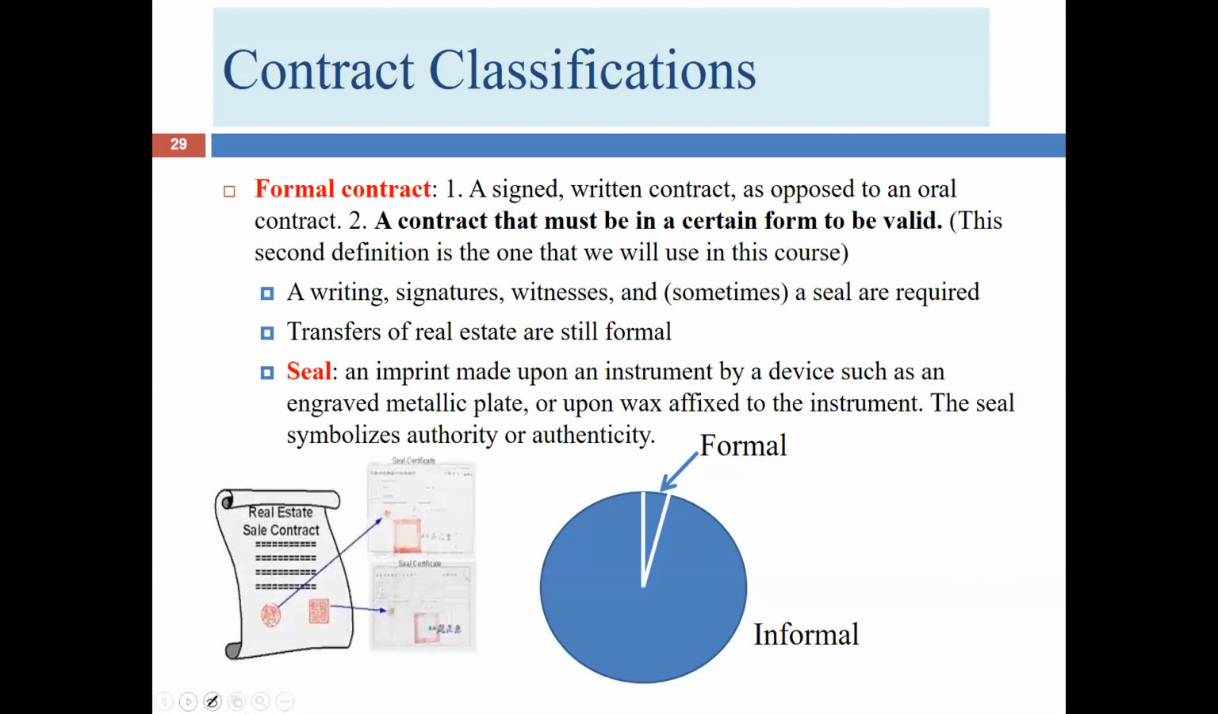But there's another meaning we have with formal, and that is that it's about the form of something. So this is the meaning that we're actually focusing on here. A formal contract is a contract that is in a particular form. So this second definition is the one that we are going to use for this course. Just don't even pay attention to this first definition.